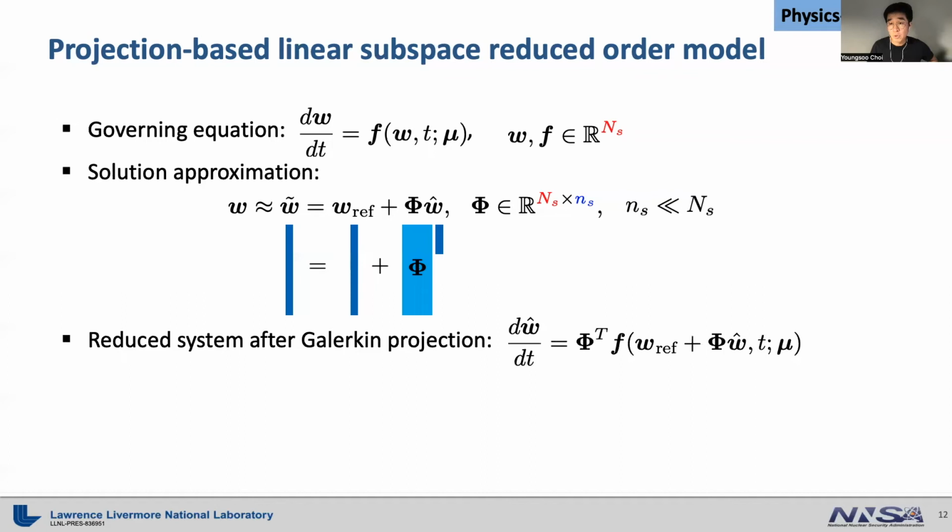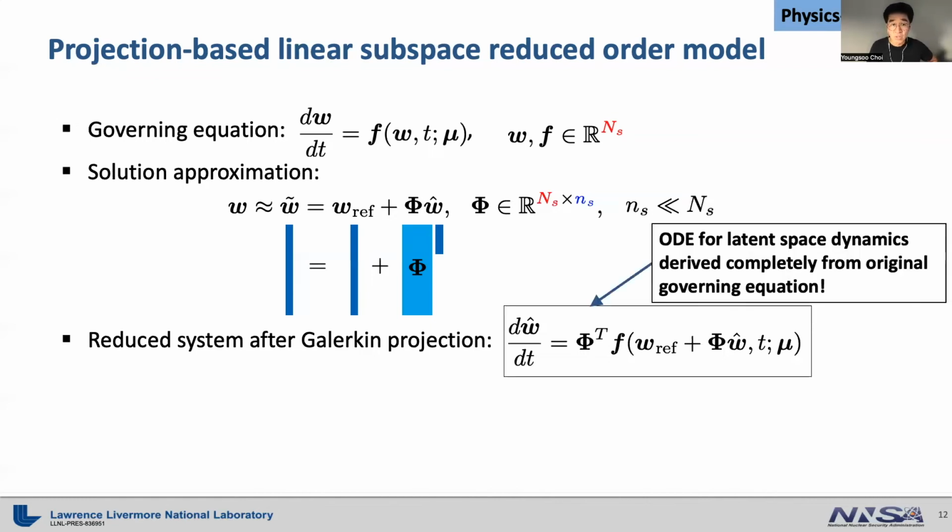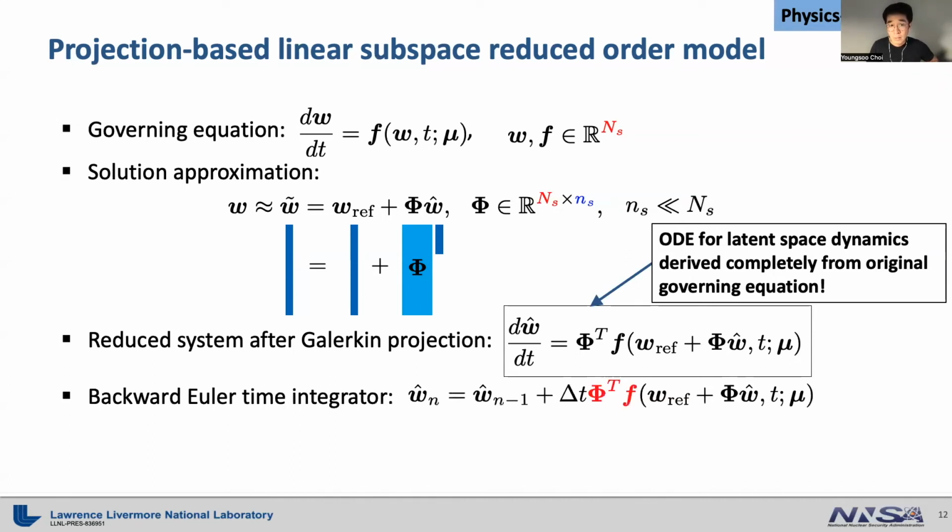So to close the system, you apply some kind of projection. Here I have applied the Galerkin projection that gives a reduced system of ordinary differential equations. By the way, this ordinary differential equation describes the latent space dynamics, which was completely derived from the original governing equations that describe the underlying physics. So this is a physics-constrained or physics-informed latent space dynamics discovery approach. Then you can apply your favorite time integrator to this reduced system. For example, the backward Euler time integrator has been applied here just for demonstration purposes. This gives us the fully discretized reduced nonlinear system of equations you have to solve in every time step.